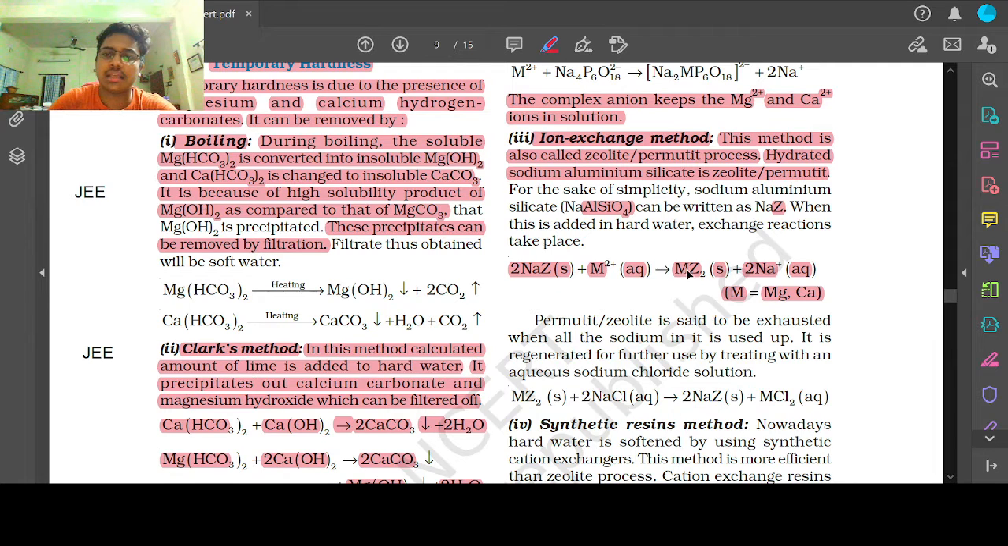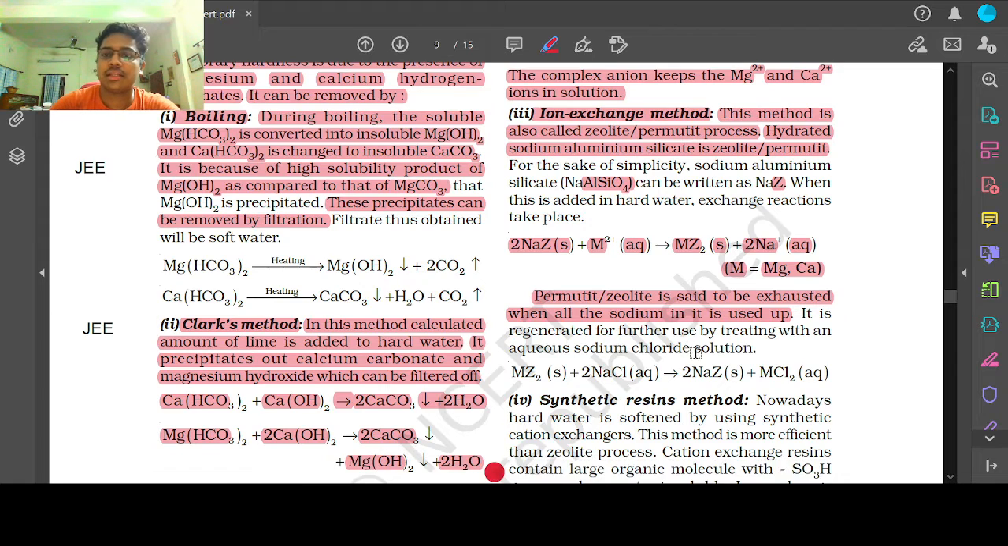So Ca or Mg, Z2, that is (AlSiO4)2, for simplicity I am taking Z, plus 2 Na+, because this Na+ is getting replaced by the calcium and magnesium ions. This forms an insoluble salt. So permutit or zeolite is said to be exhausted when all the sodium in it is used up. This is important: permutit zeolite is said to be exhausted when all the sodium ions are used up.